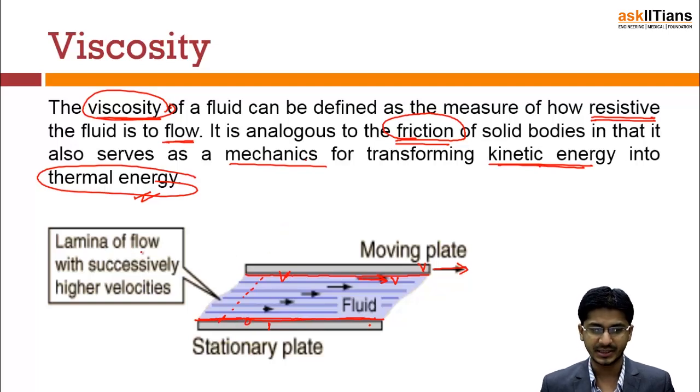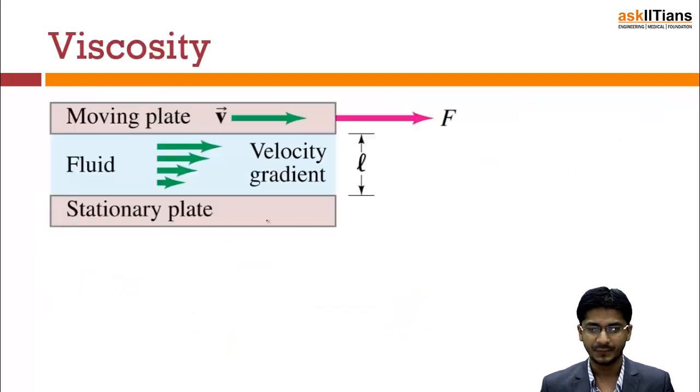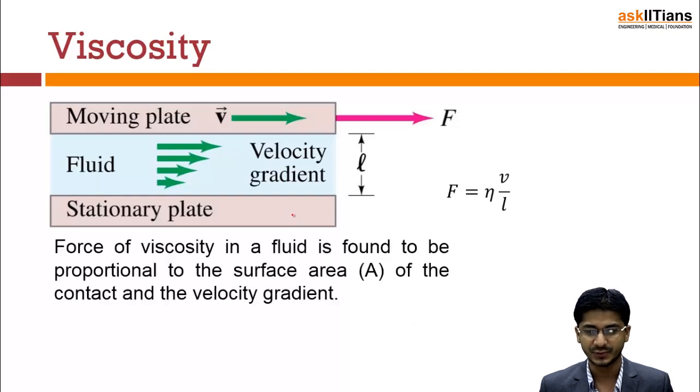This is the lamina that has been shown here. This is the flow with successively higher velocity. Here the velocity is 0, and it keeps increasing until it reaches v, which is the velocity of the moving plate. Now we will see quantitatively what expression we get for this viscous force.